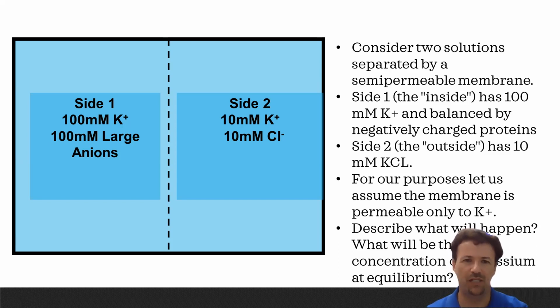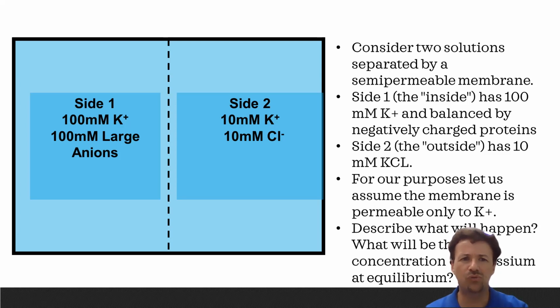Okay, only to potassium. Now you note that potassium has 100 millimoles or milliequivalents, whichever one you want to use, on side 1. And on side 2, there are 10 milliequivalents. Now I want to ask you, what will happen to the potassium? And I also want you to think about, when equilibrium is achieved, what will be the concentration of potassium on side 1, and what will be the concentration of potassium on side 2? You can pause the video and think about that for a little bit and actually write down what you think the concentrations will be.